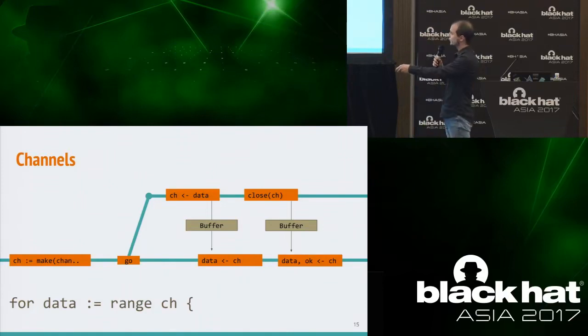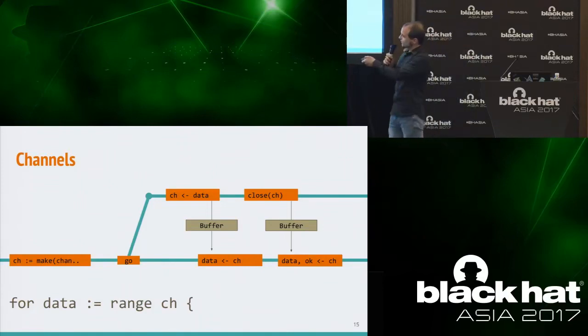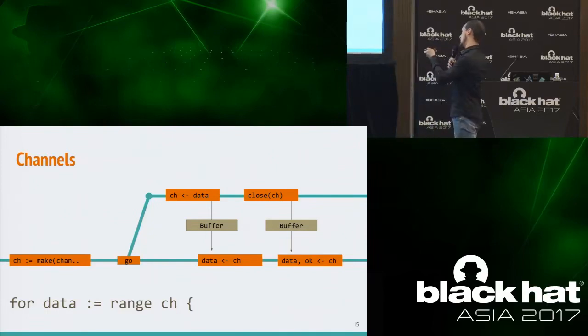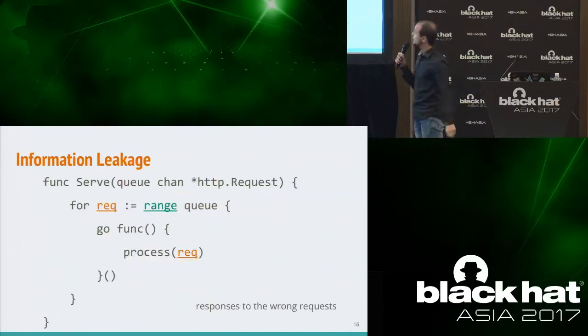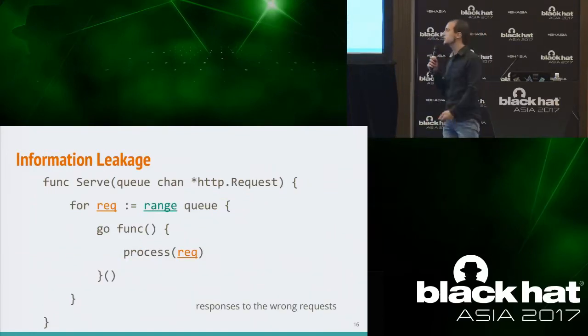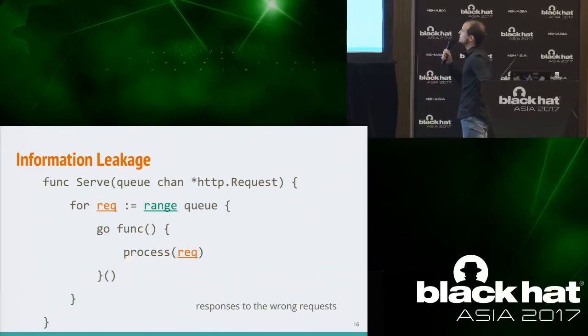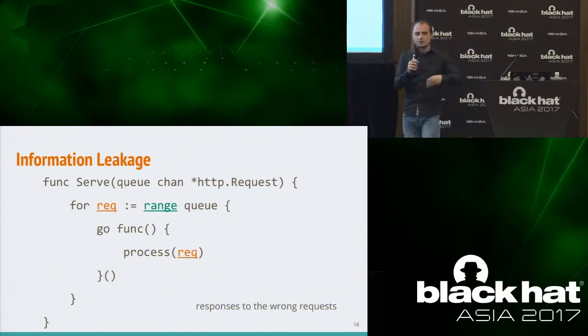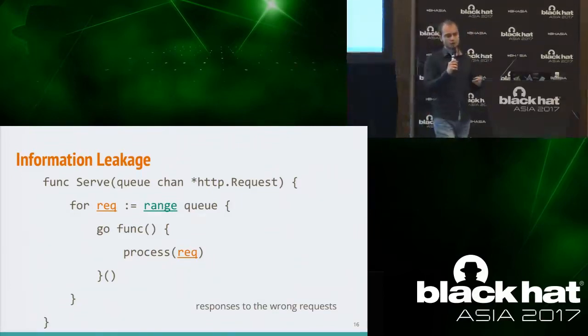This is how you loop over a channel. You just use the channel as a collection, and when the channel is closed, somewhere in the code, the loop ends. So, one example. This is one very simple serve function that you could see in an HTTP server that just gets a channel of HTTP requests and ranges over it in order to process them.